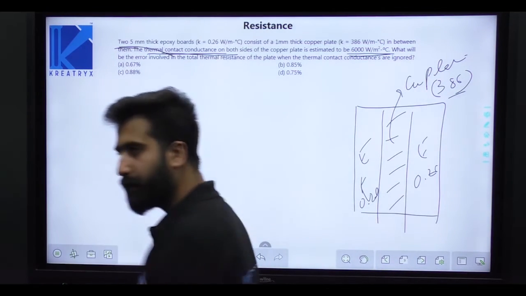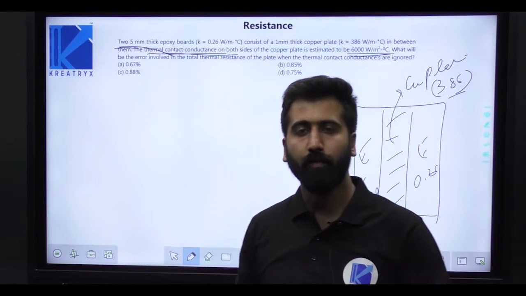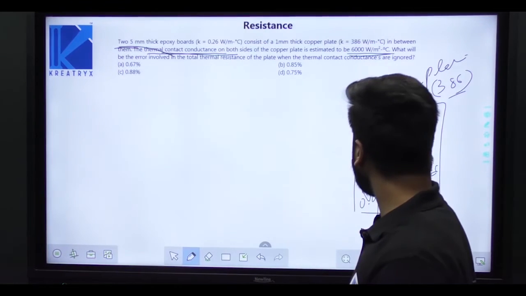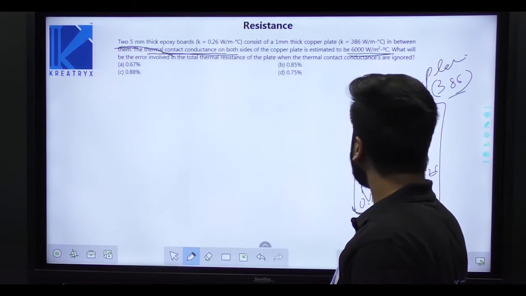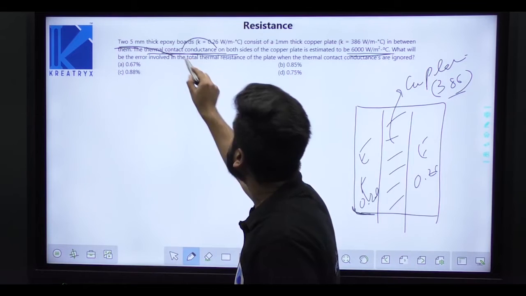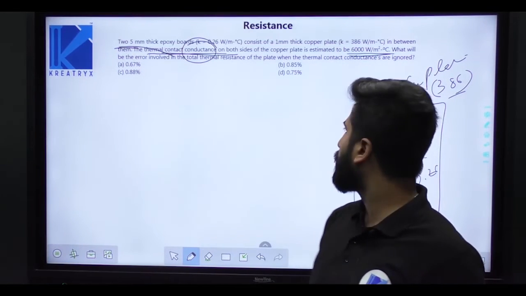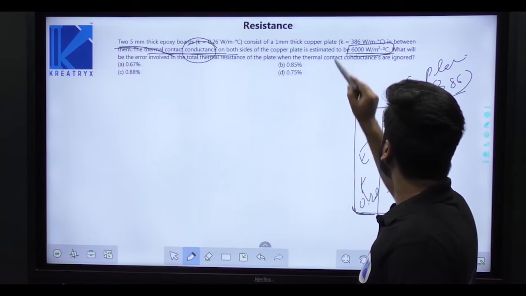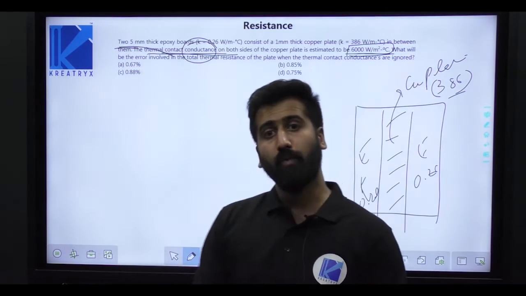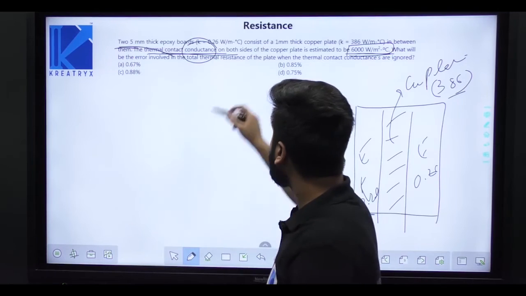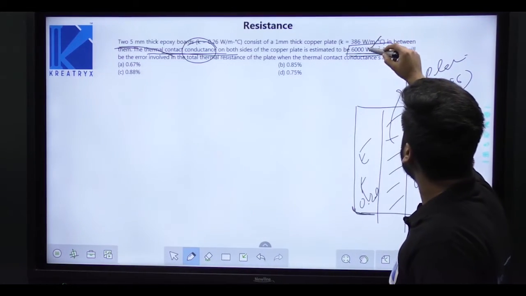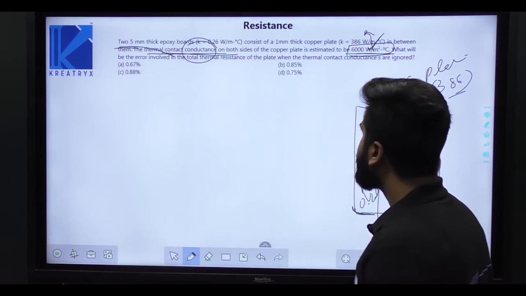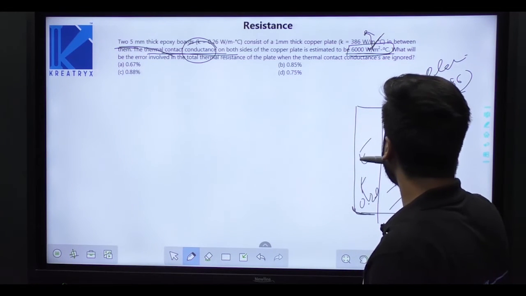So in the previous questions, we were actually ignoring the contact resistance. But in this question, it is clearly given that the contact conductance on both sides of the copper plate is estimated to be 6000 watt per meter square degree Celsius. So conductance is the inverse of resistance. Okay, and see the units. The units are of heat transfer coefficient. So let's see further what we can do.